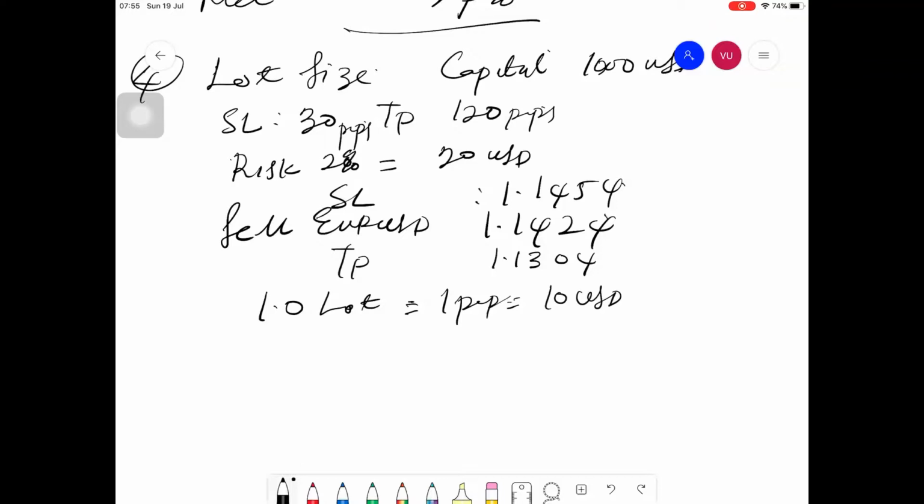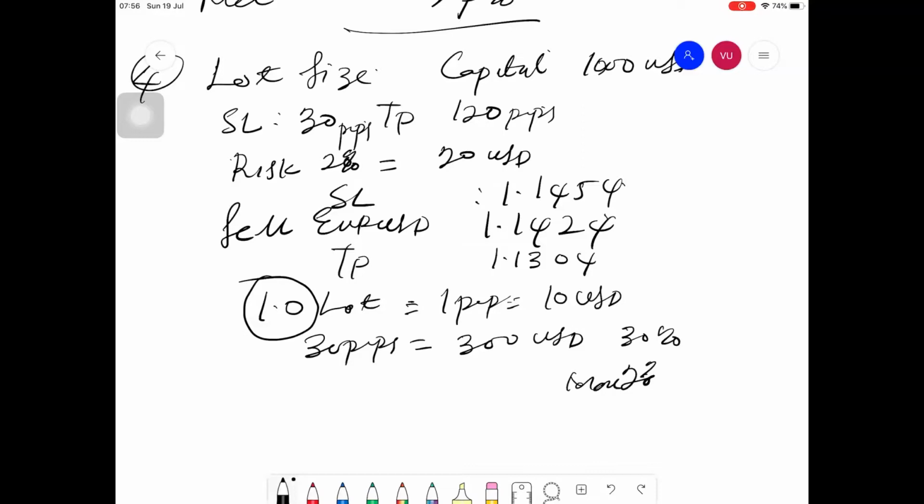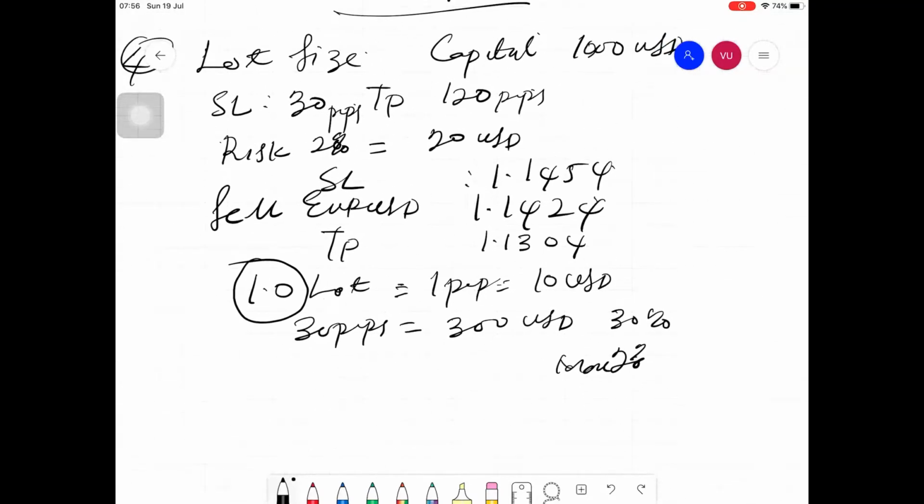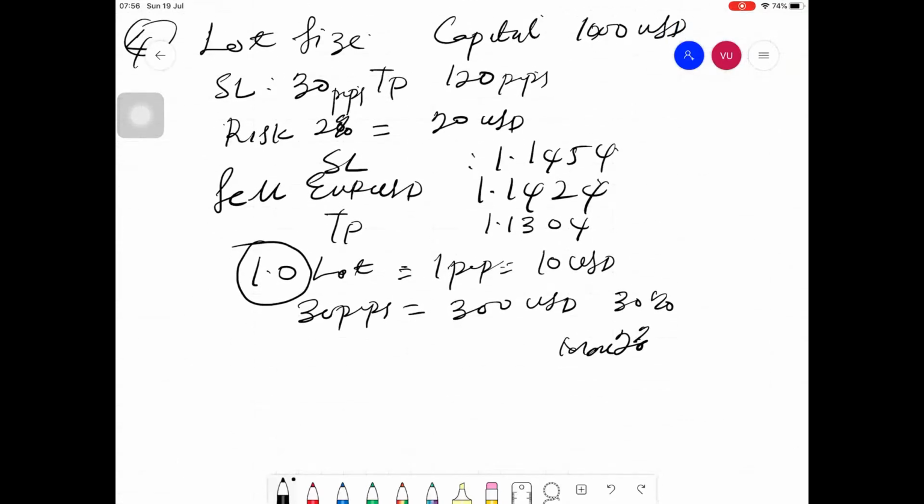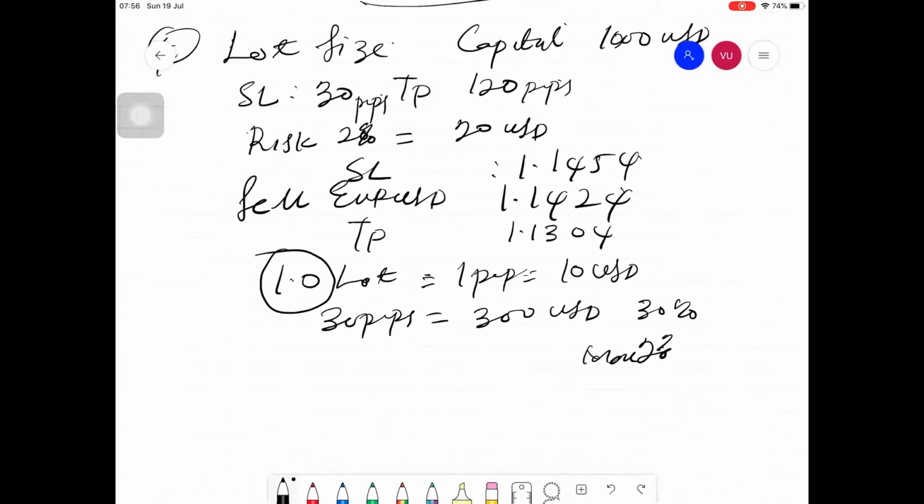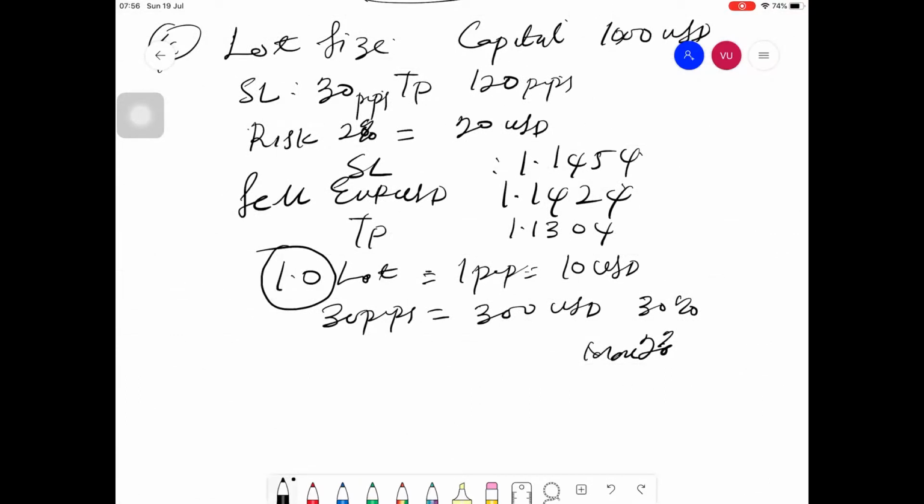So if I trade 1.0 lots and I lose 30 pips, that is equivalent to 300 USD. I have lost 30% of my account already. So what is the proper lot size that we need to use, so that your risk would be maximum 2%? Let's do that. You may have to do this a few times, but after this video, you'll get a software that you can install on your system and it will do the calculation for you. I'll show you how to do that.